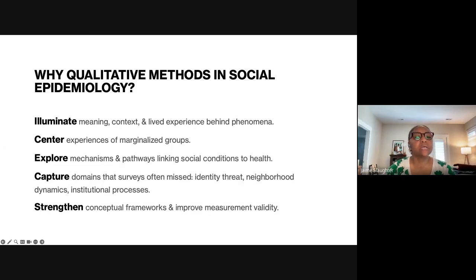But we also may want to use qualitative methods to explore mechanisms and pathways that link social conditions to health. So maybe a particular pathway between a social condition and, I'm going to just use a birth outcome, preterm birth, is not well elucidated, right? Qualitative methods are a really great way to uncover unexpected mechanisms.